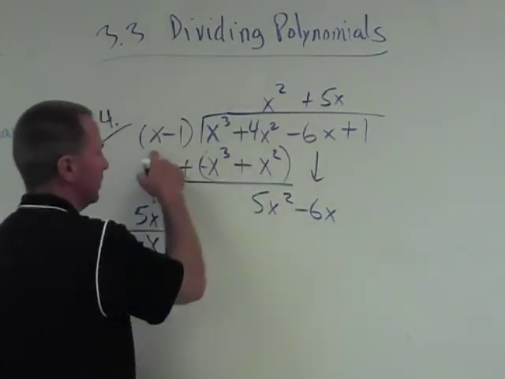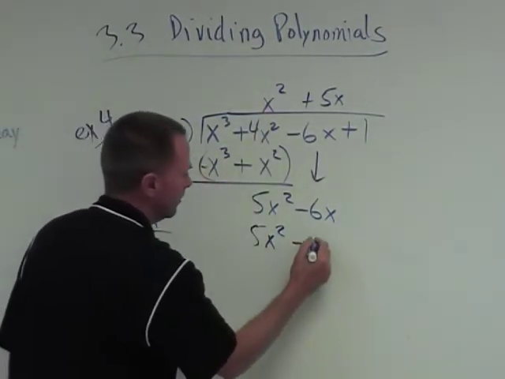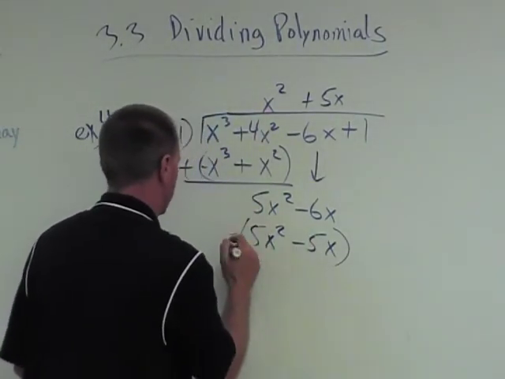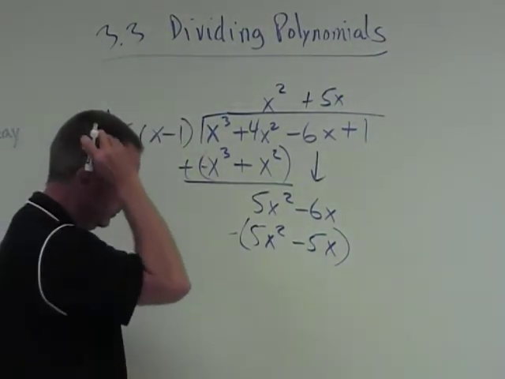So if I multiply this through, I get 5x squared. 5x times minus 1 is minus 5x. Everybody subtract that and see if you get the same thing I get.